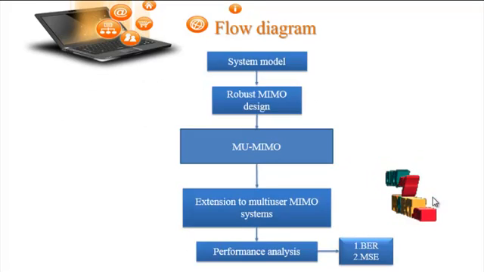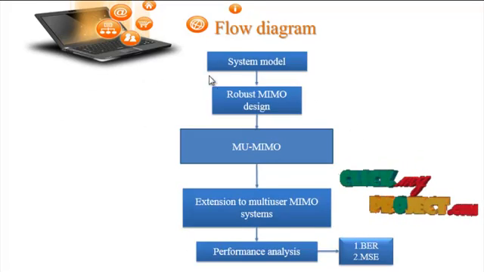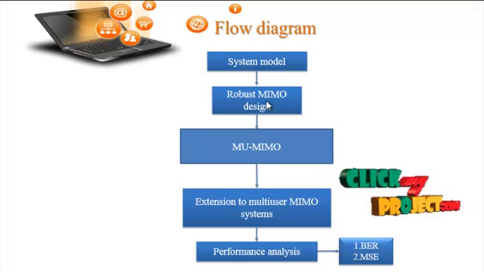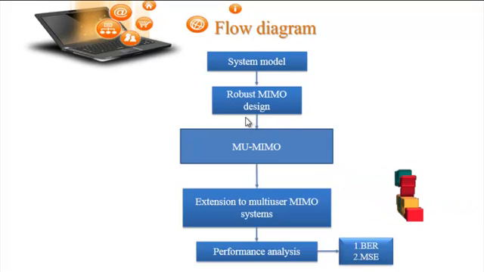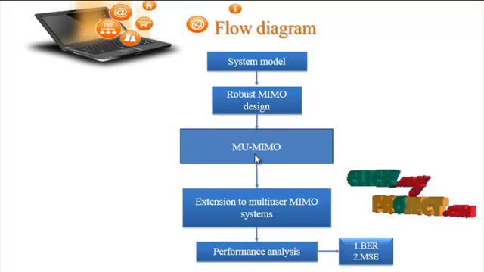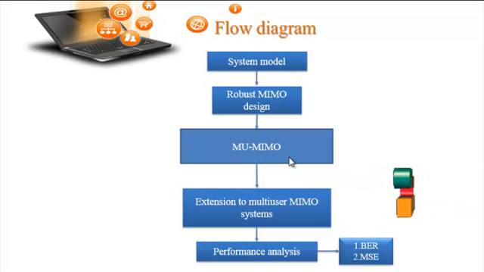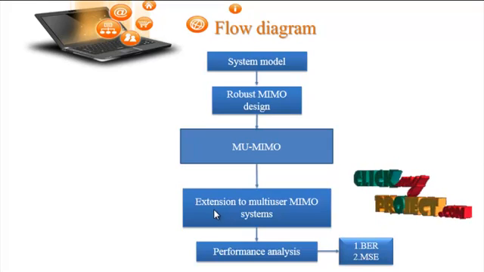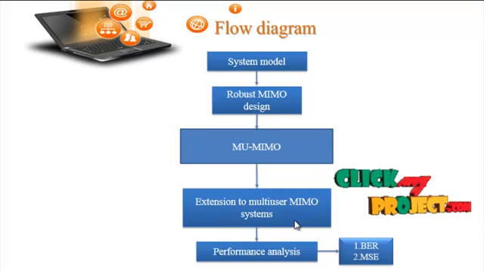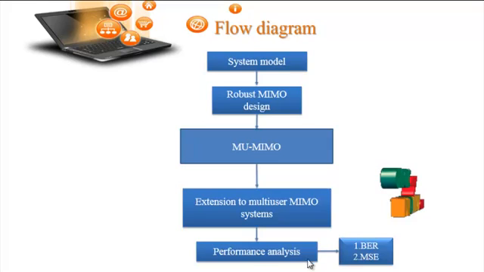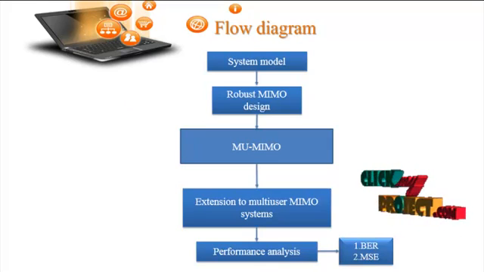Let us discuss the flow diagram of the process. First of all, we use the system model and then the robust MIMO design, that is the multiple input and multiple output design, and then multi-user MIMO. Finally, the extension to multi-user MIMO systems, and finally the performance analysis, that is the BER and MSE of the performance.